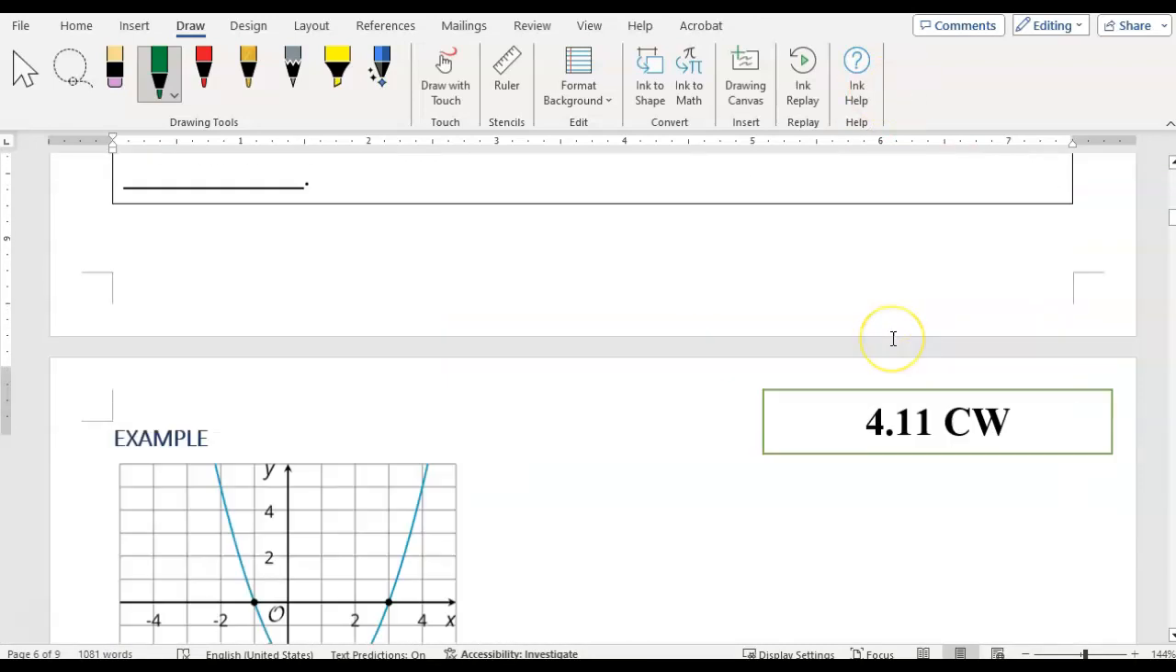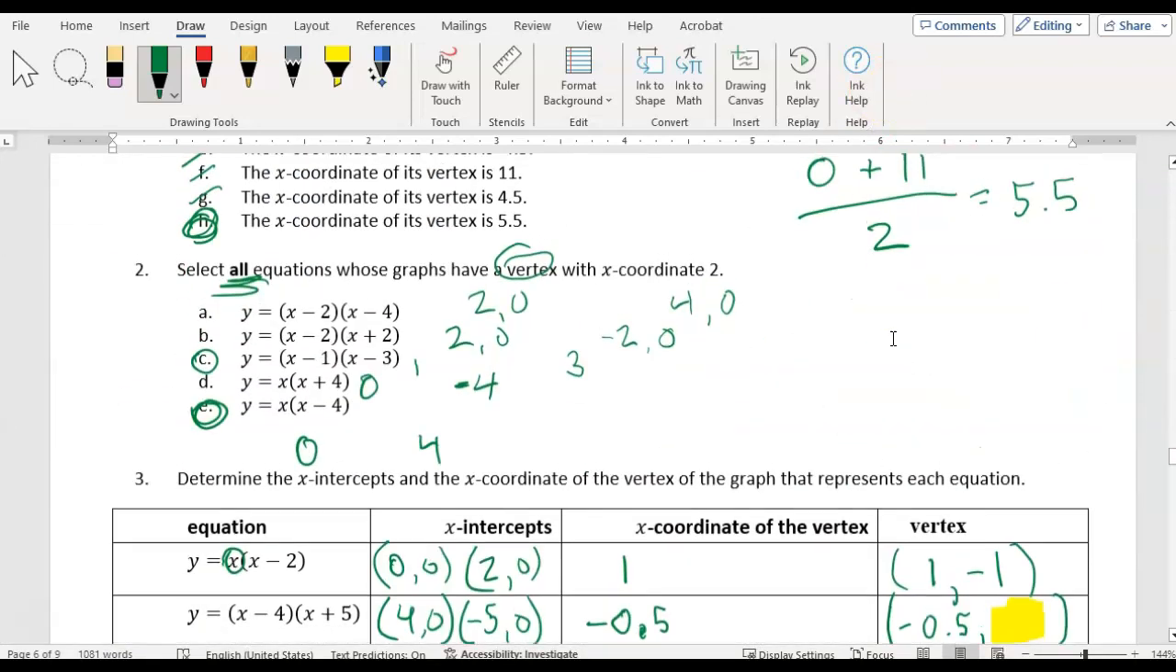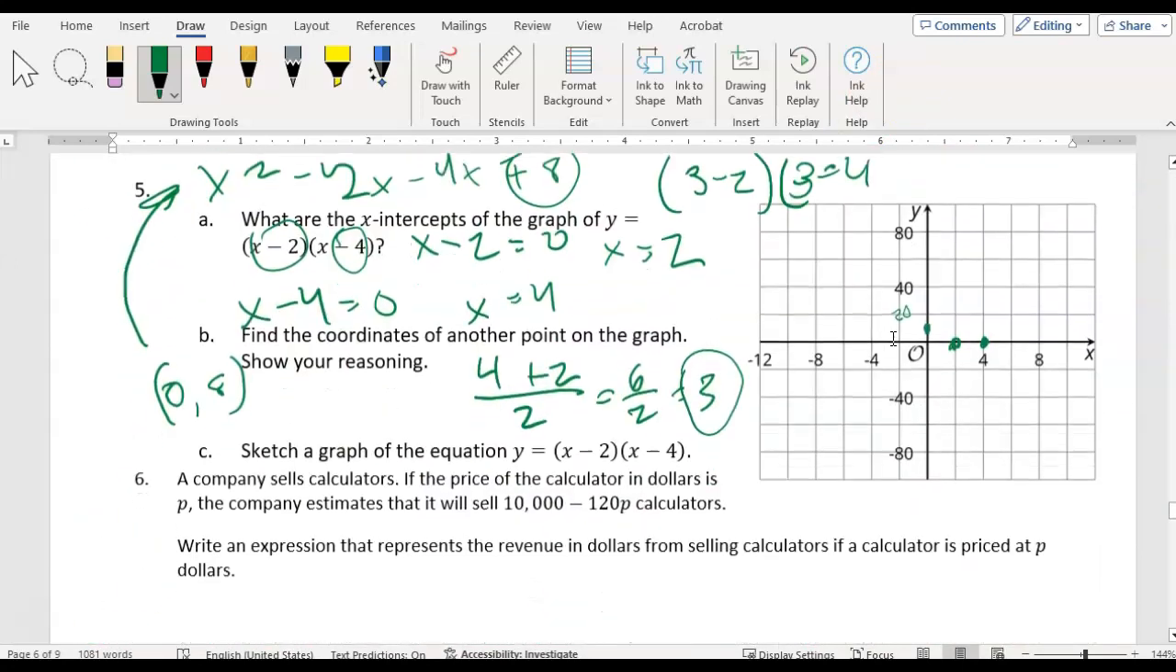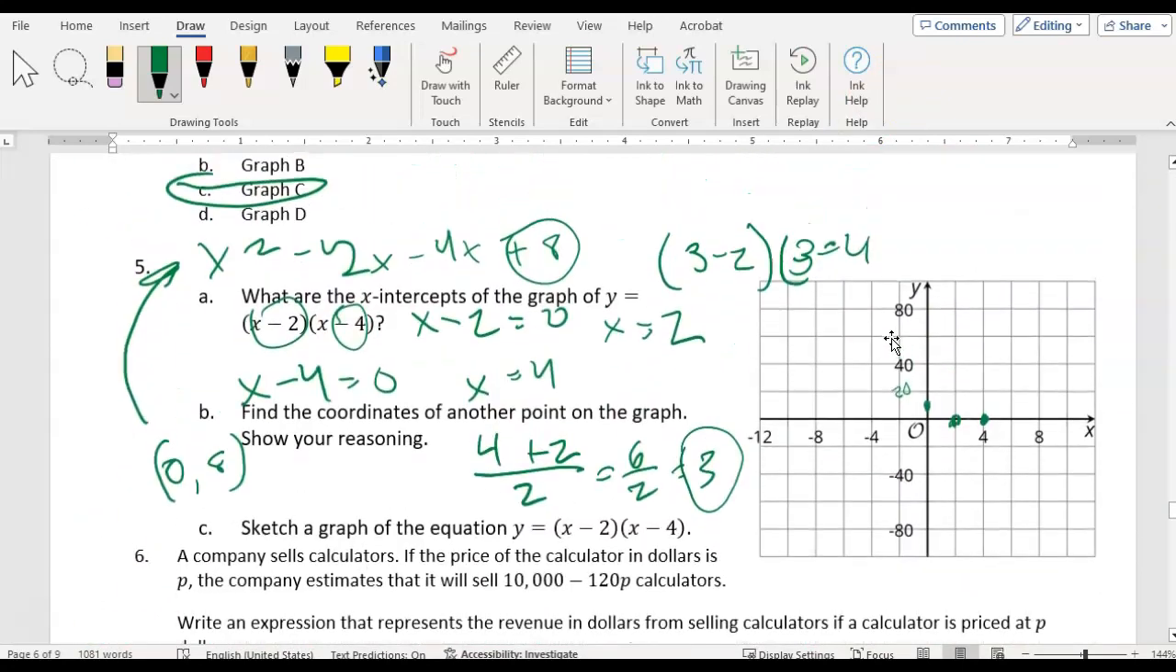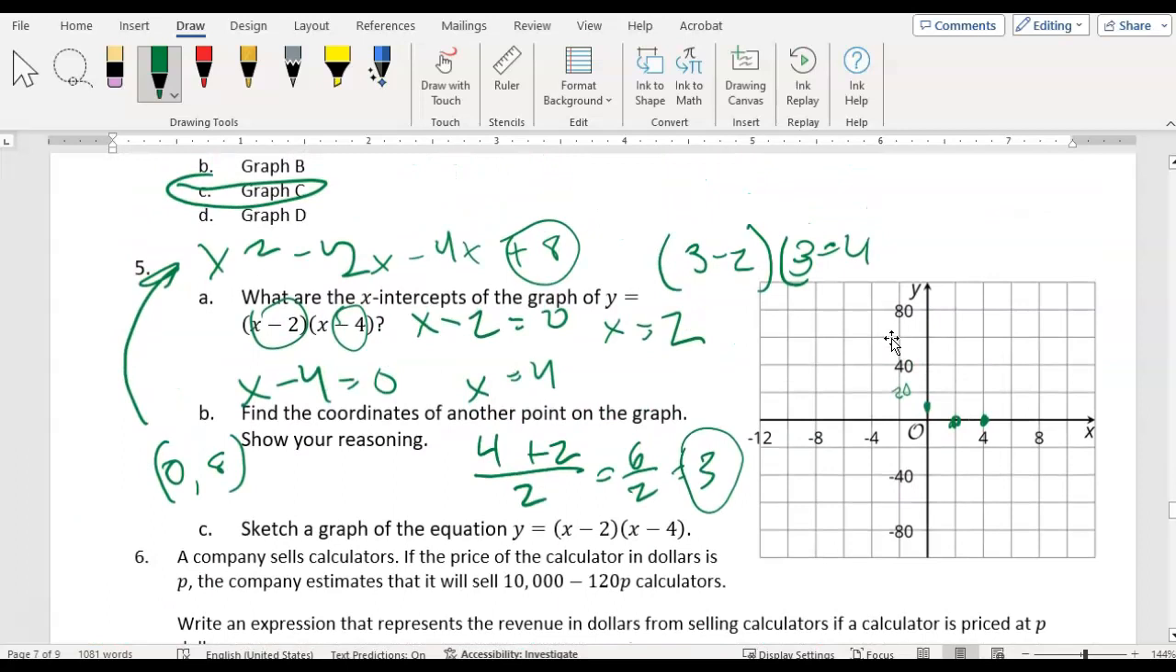Oh, terrible things have happened. Okay. Where was I? 3 minus 4, right? So that's 1 times negative 1, which is negative 1. So that point would be 3, negative 1, that would be right below here.